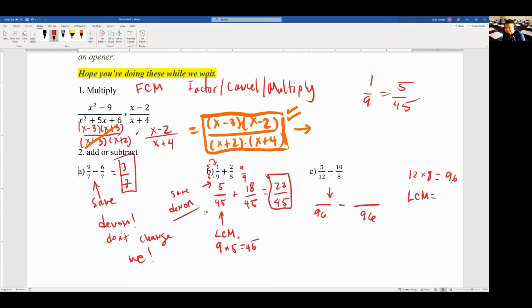The least common multiple of 12 and 8. In other words, the smallest number that they both can multiply up to. There's a couple ways to do this. One way to think about it is think about it.